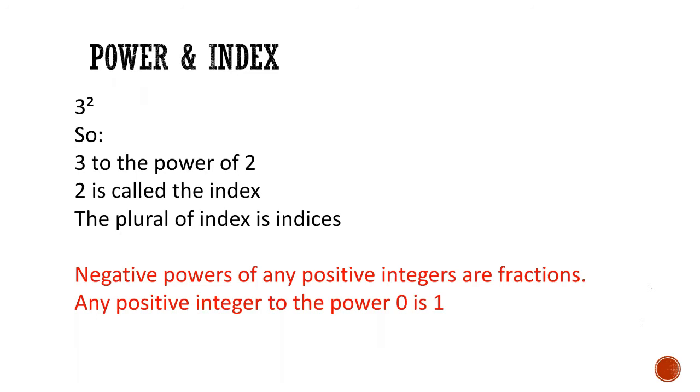And any positive integer to the power of 0 is 1. To illustrate, we will have an example about this. For example, 3 to the power of 0 is equal to 1. 9 to the power of 0 is equal to 1. Even 1,000 to the power of 0 is 1.